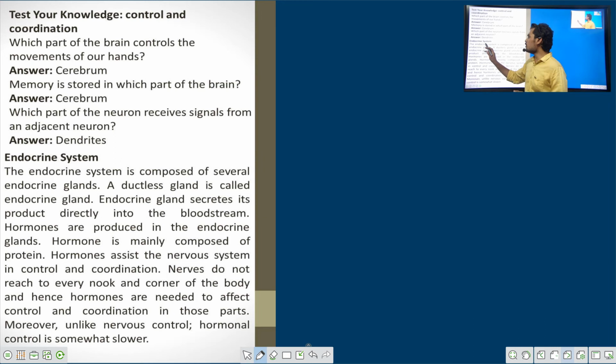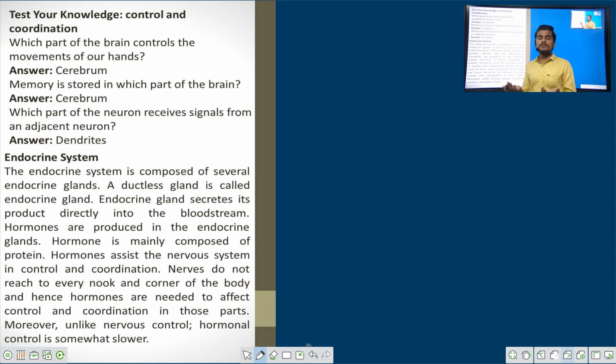Here also, not only does the nervous system play a major role, along with that, certain hormones which are produced by endocrine glands come into the picture. An endocrine gland secretes its product directly into the bloodstream. So usually these glands produce hormones in minute quantity. They are nothing but proteins which directly enter the blood and perform a particular activity at a time. So let me tell you which are those activities, which are those hormones and which are those glands which perform particular functions. Hormones assist the nervous system in control and coordination.